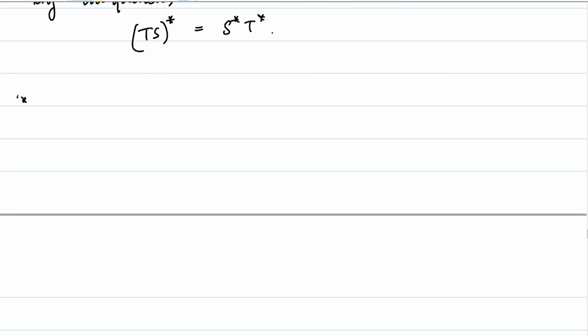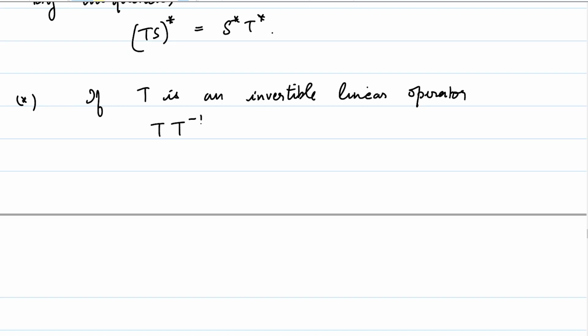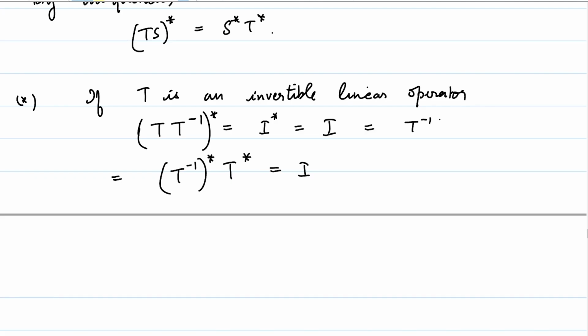Okay, how about the inverse? So if T is an invertible linear operator. Now, from what we have just developed, T T inverse is equal to identity. Let's look at the adjoint of the left hand side. That's going to be the adjoint of identity, which we now know is the identity. But then this is just going to be equal to (T inverse)* times T*, which is the identity. This is also equal to T inverse T*.